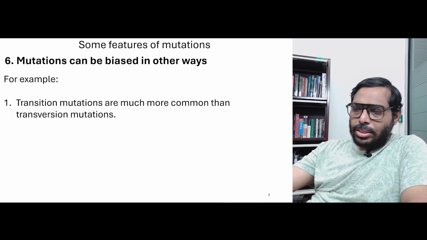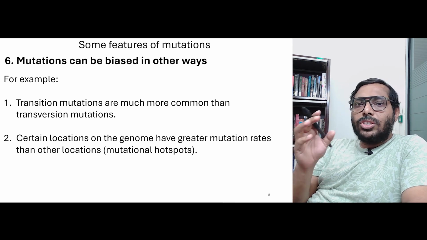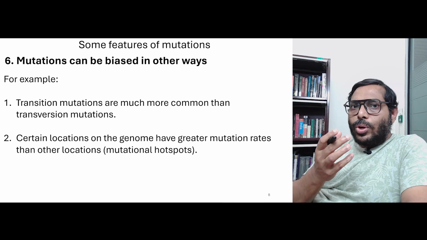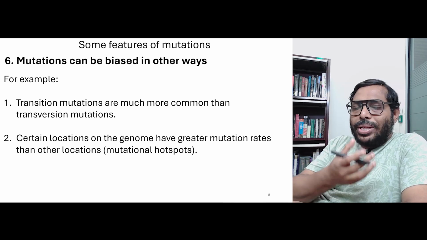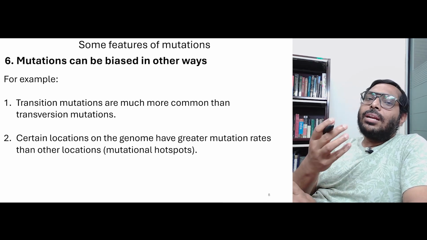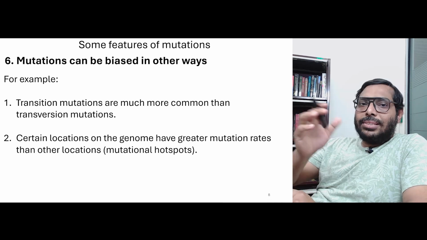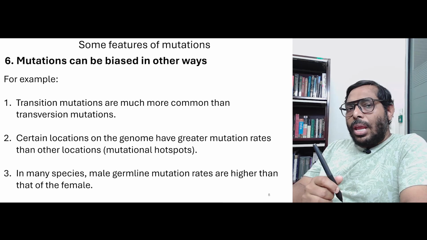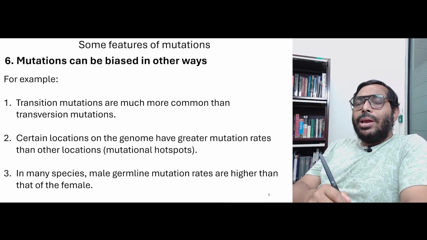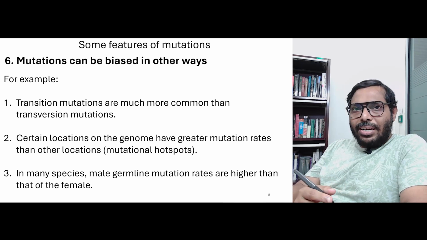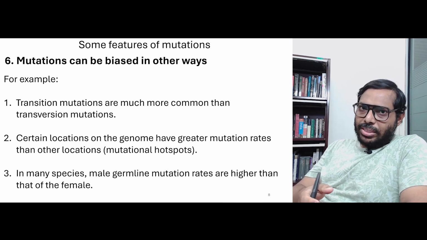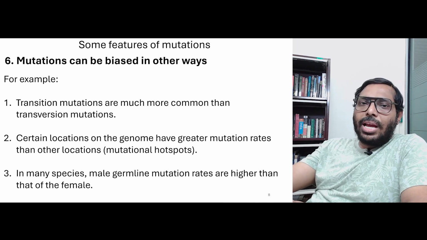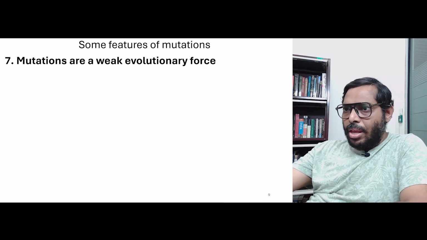Similarly, if you look at our genome, it is not that the genome has equal probability of mutation at all the positions, absolutely not. There are certain locations on the genome which have much greater mutation rates than other locations, and these locations are known as mutational hotspots. So, the presence of these hotspots straight away tells you that there is some degree of spatial bias over the genome in terms of mutation rate. And finally, in many species, male germline mutation rates are actually much greater than female germline mutation rates. As I said, these are just 3 examples of mutational biases. There are many other kinds of biases that people have uncovered.